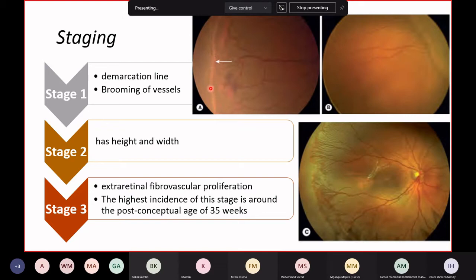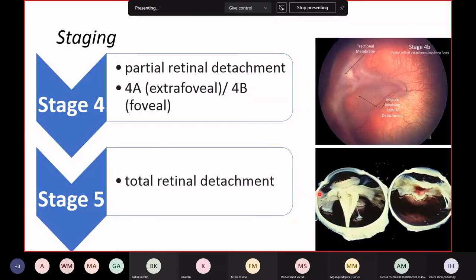It's just like a grayish line of glial tissue between the vascular and the avascular retina, or it can be a ridge which is elevated and it has a height and a width, or it may be a stage 3 in which there is some new vessel formation at the area of the ridge. So this is called stage 3. Or it may go to stage 4 if there is contraction of the fibrous element. It will detach the retina and give this stage 4, or stage 5, which is total retinal detachment, or what we call the leukocoria. The patient will present with leukocoria, white pupils.